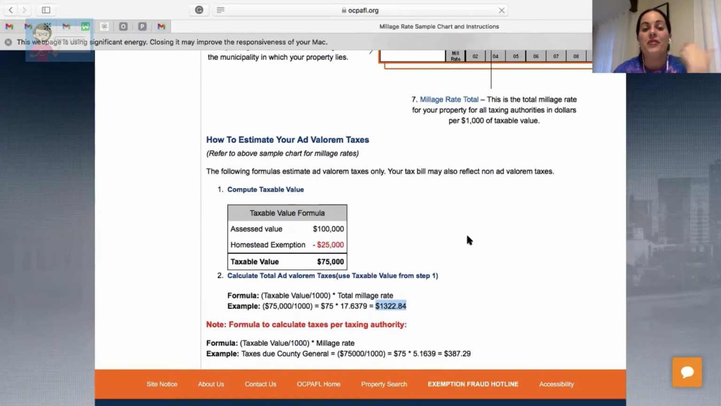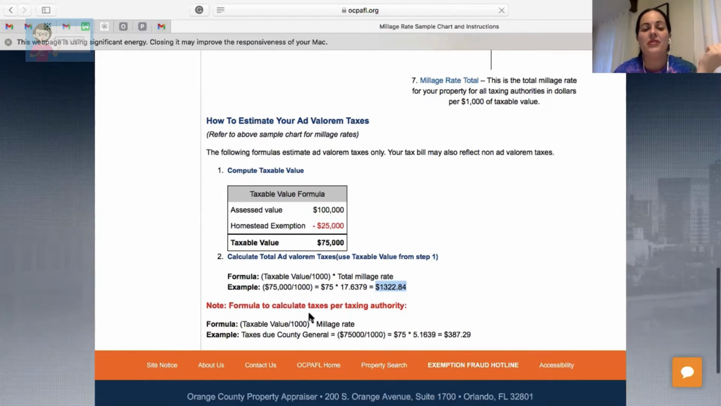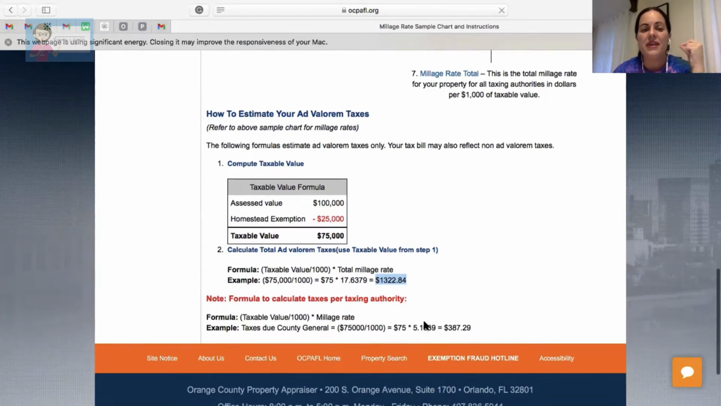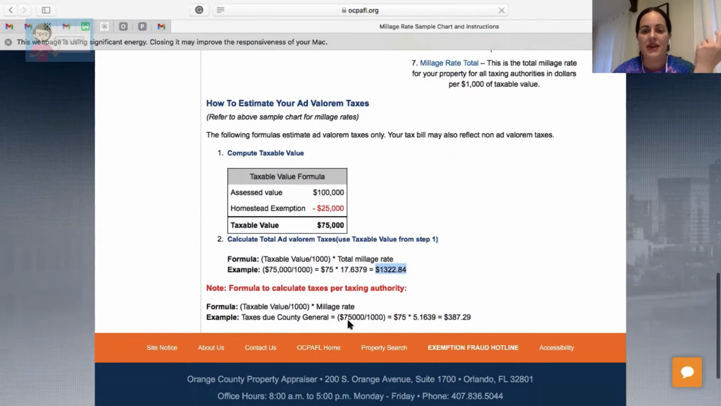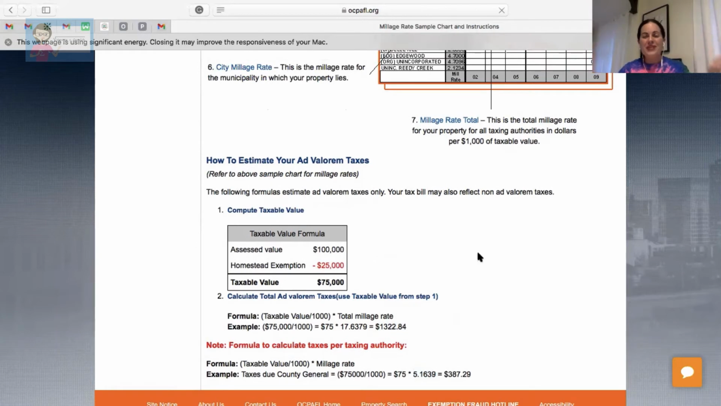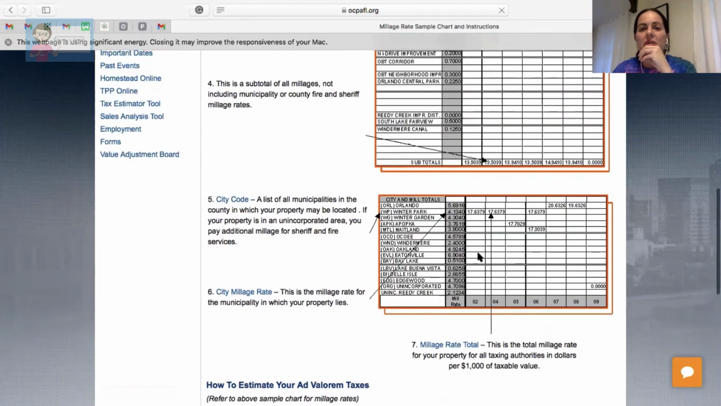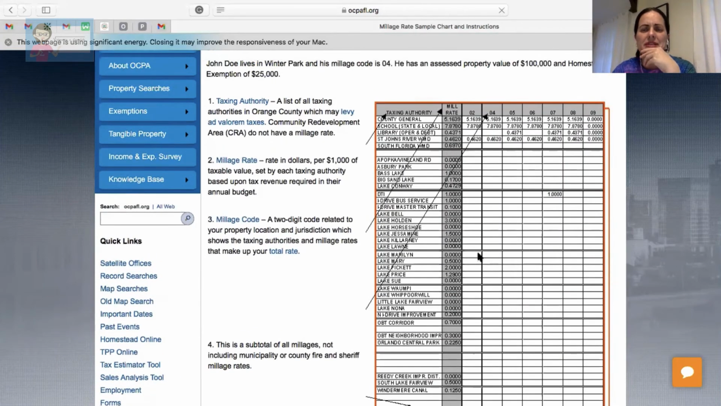Now, from here, you can see here that it says formula to calculate taxes per taxing authority. This will be the taxable value, it's the same thing, right? But what they do here is that if, let's say that you just want to do only a little bit of a piece, like they're doing here, you just grab, like they say, 75,000 divided by 1,000 times the rate. Now, when you see your property tax and you see all of those little numbers, you can have an idea what they mean. So these numbers here, and this is important because they send you like a budget and how much your taxes could be.